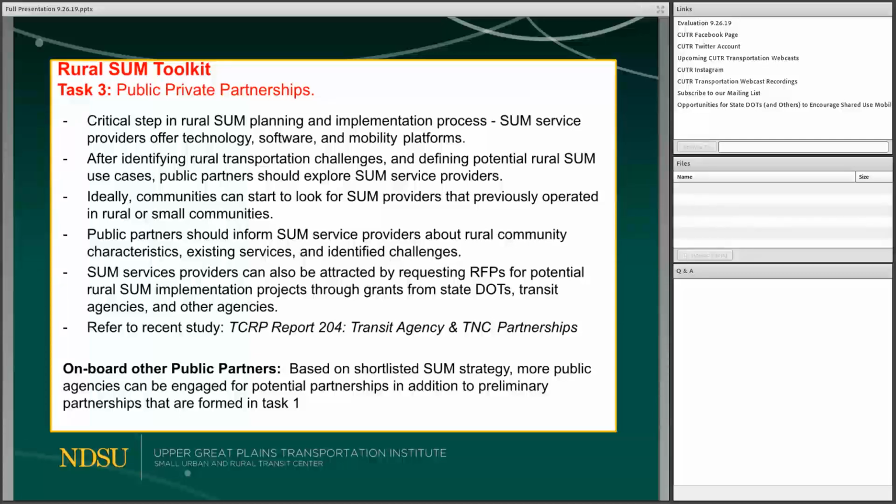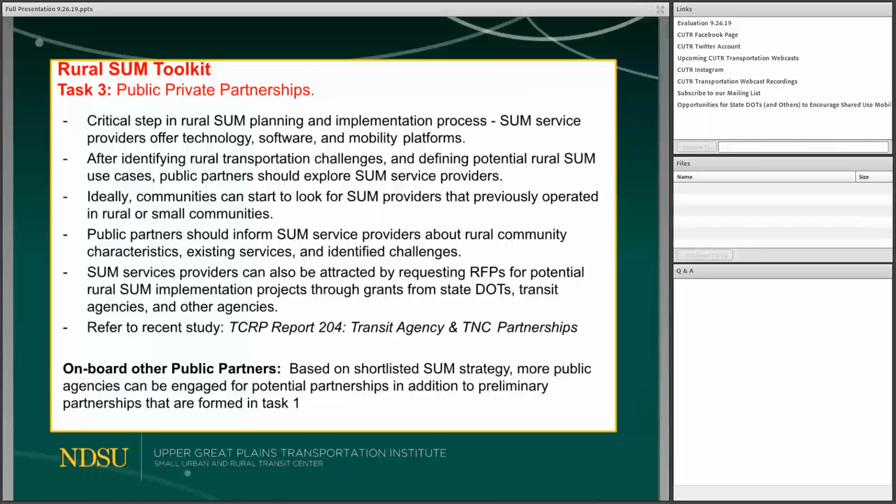Task 3 is public-private partnerships, which is very important because once a rural community identifies a use case and a kind of assumed strategy that they want to follow, they should identify a private operator who could operate and meet the needs of the rural community.